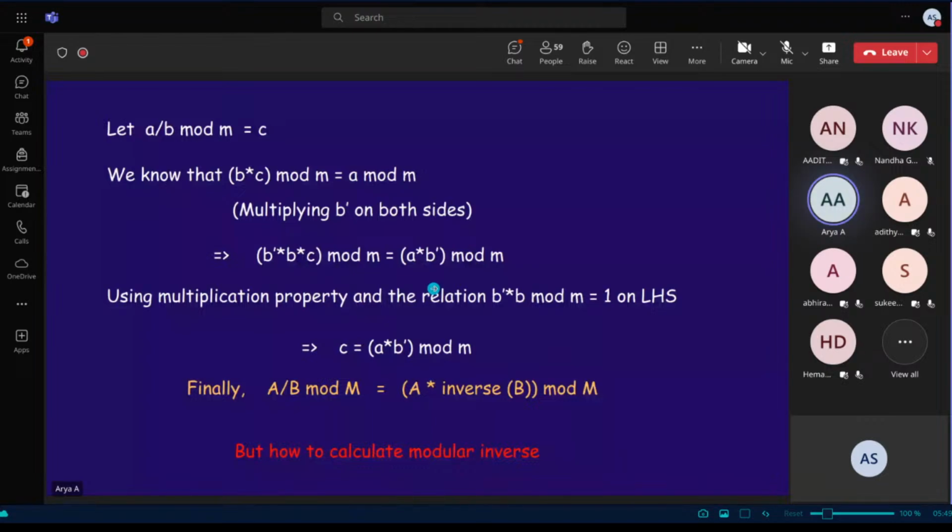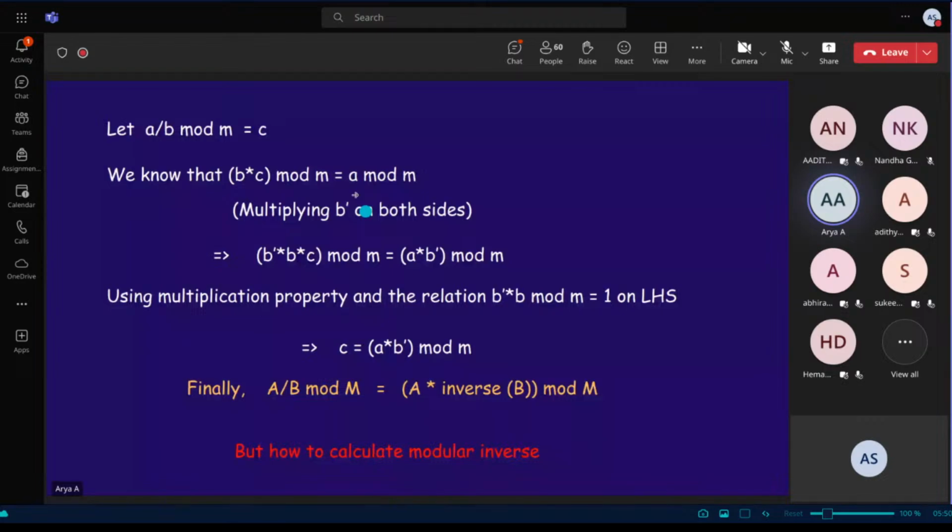Once we have arrived here, on the left hand side of the equality, I'll use the multiplication property and the relation b prime into b mod m is 1. How am I using the multiplication property? I'll take one term to be c and the other term is b prime into b. So this gives me b prime b mod m into c mod m, whole mod m. I already know that b prime b mod m is 1, so I need not worry about that. Finally what you'll get is c mod m whole mod m.